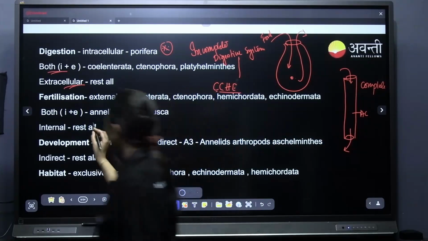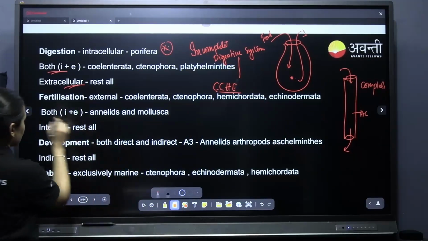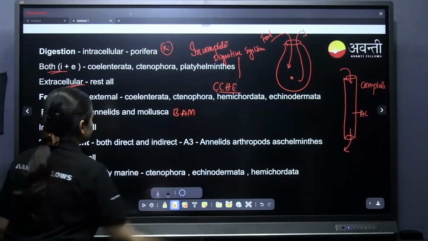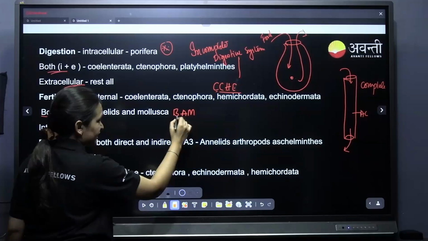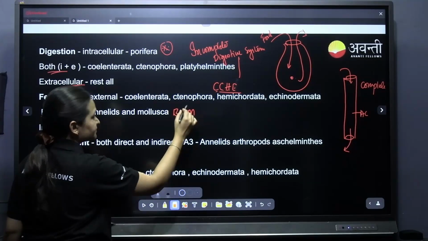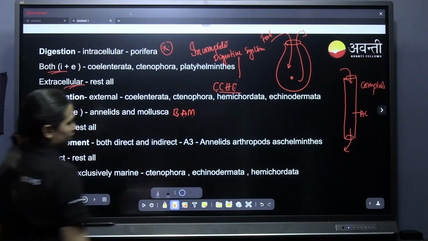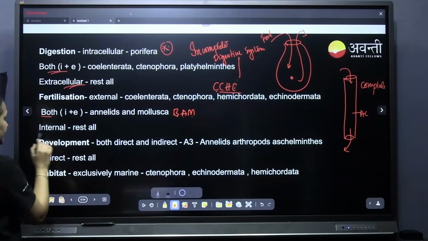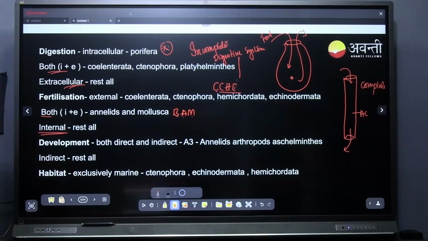Both internal and external is annelids and mollusk, both. You can remember BAM. Both internal and external, which is having annelids and mollusk. Okay, both internal as well as external. Rest all will be having internal fertilization.